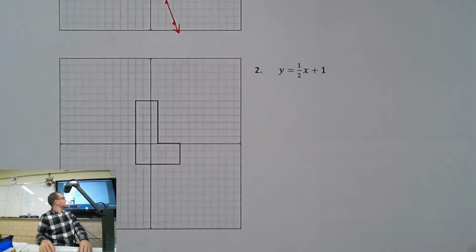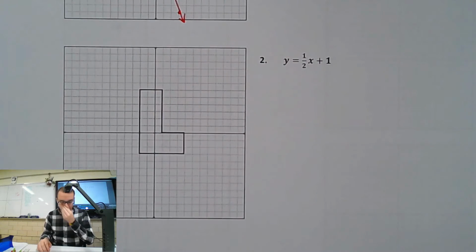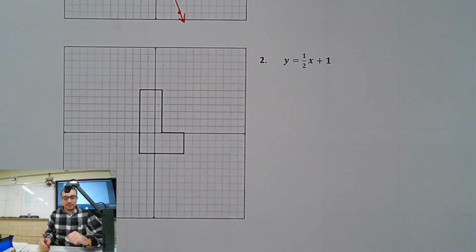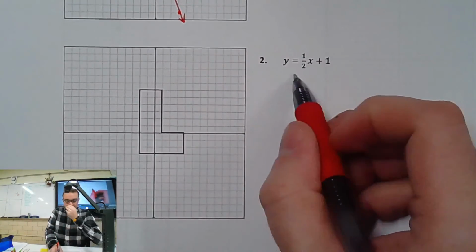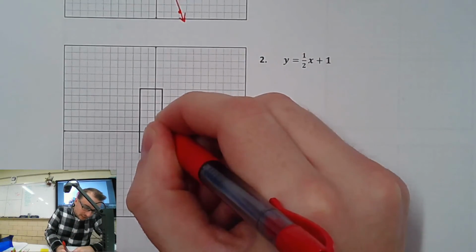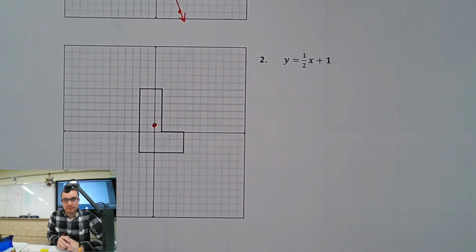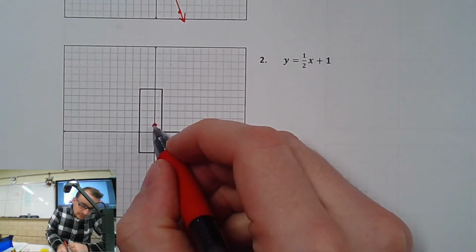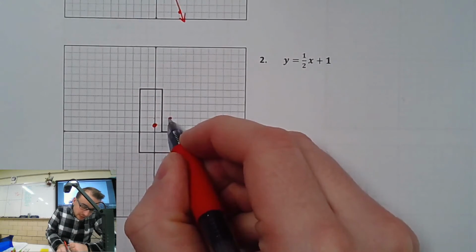Next one. Now things are going to get weird. All right, so line of reflection, let's graph it. What's the y-intercept for this line? 1. So +1 is where we intersect the y-axis. What is our slope? Up 1 over 2. So your line should look like this.